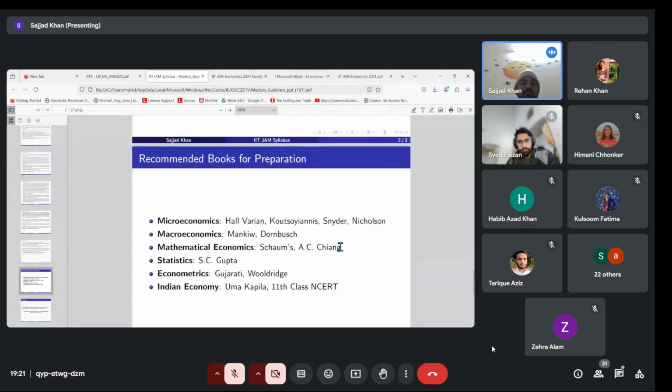Now for statistics, SC Gupta is the book, but it is a little bit mathematical. So you can start with SP Gupta. SP Gupta is a very basic book. After SP Gupta, you can go for SC Gupta. In SC Gupta, all the syllabus which is mentioned in JAM is covered.